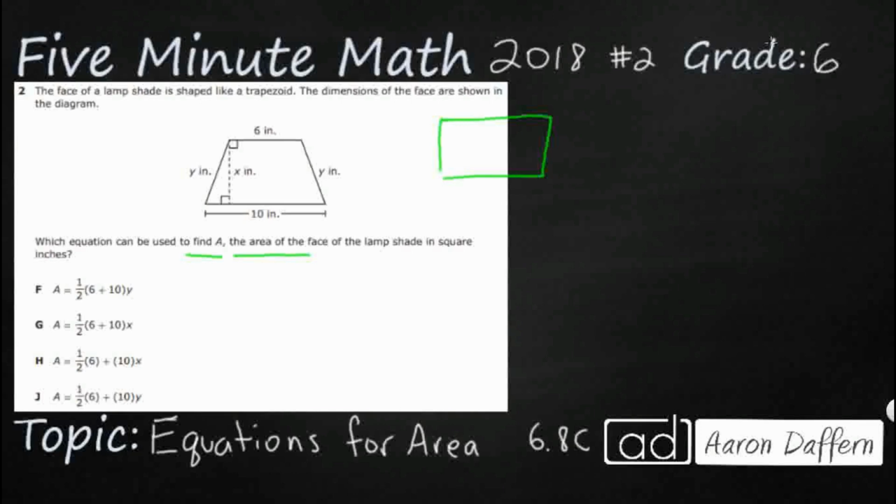So if we were to find the area of a rectangle, that's pretty easy. We would do the length times the width. A equals LW. A trapezoid kind of looks like a rectangle, except you're going to have one, or in this case, two different slanted lines. Now, these slanted lines here are labeled with Y, and here's the trick with trapezoids. You ignore them. Doesn't really matter what they are.